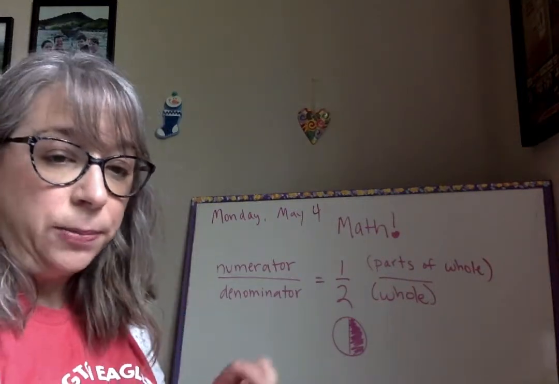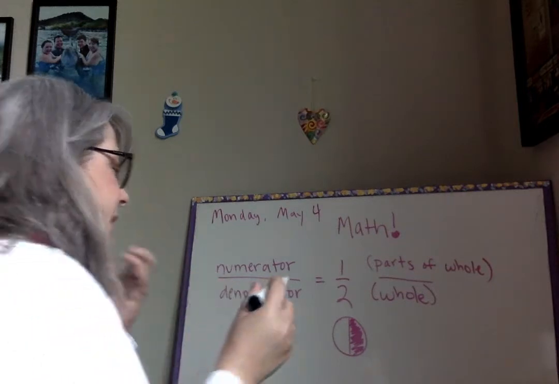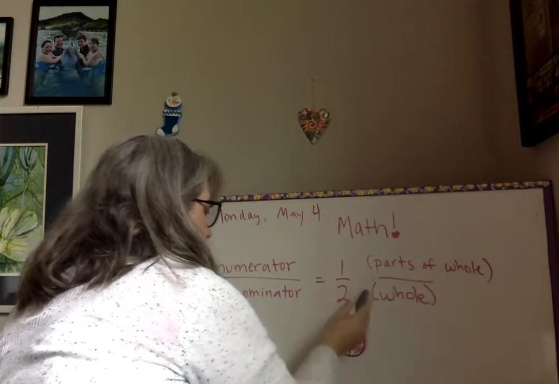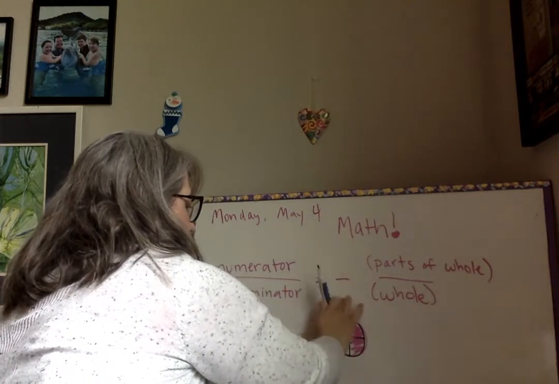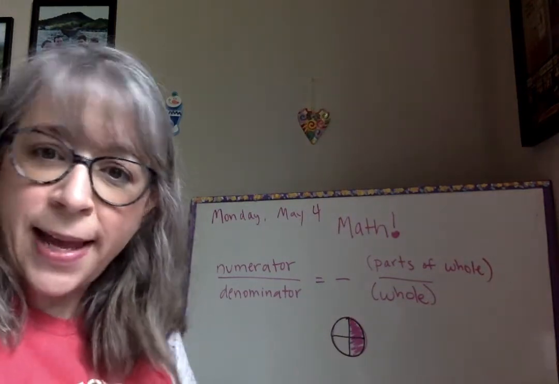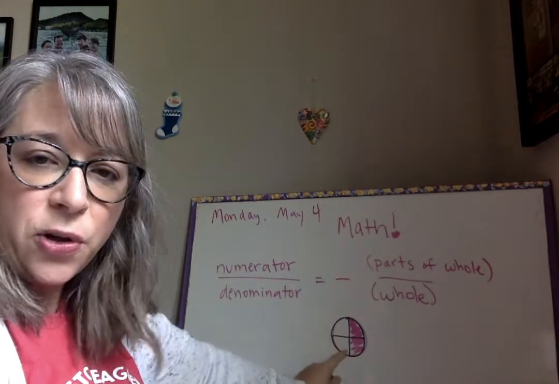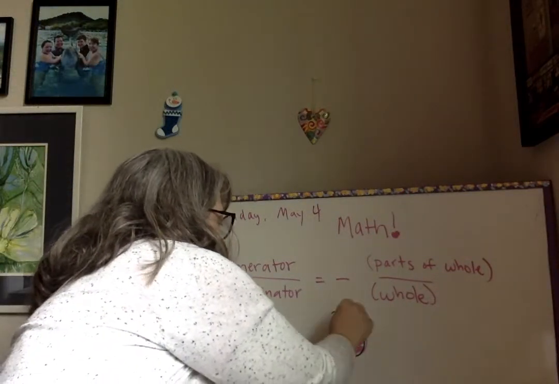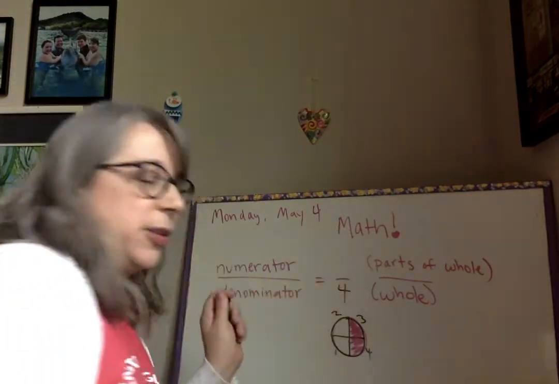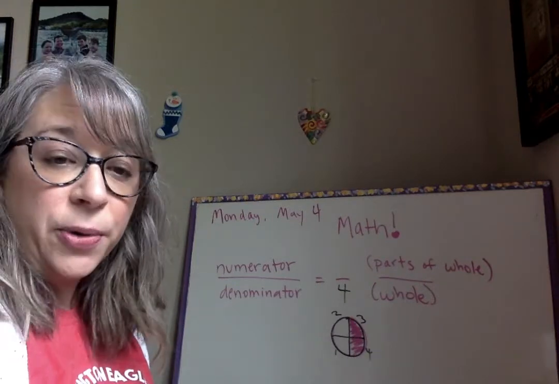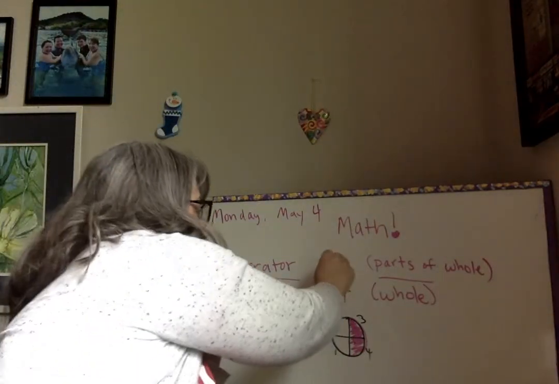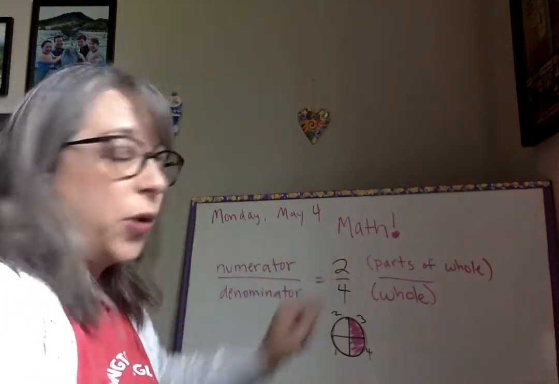So one thing that we can do is change this into 4 parts. Now our fraction is going to change. Actually, it's going to be equivalent to each other, but we'll talk about that later. So right now, how many parts to this whole do we have? We have 1, 2, 3, 4. We have 4 parts to that whole. So that now is going to be our denominator. And our numerator is 1, 2. So there are 2 shaded parts. So now our fraction is 2/4.